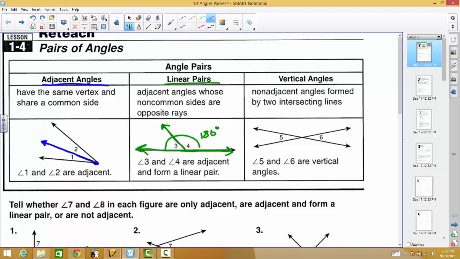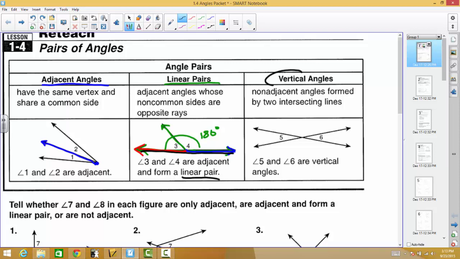So you can think of this as one line, or you can think of it as a ray going this way and a ray going this way. But it truly does make a line because it's a linear pair, and a linear pair means it makes a perfect line. This is a perfect line with a 180-degree measure.